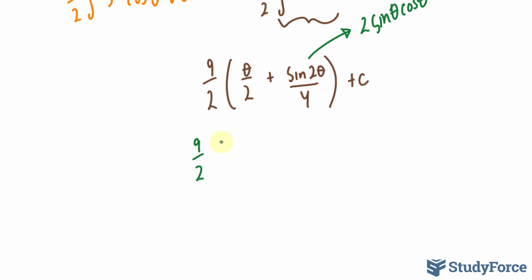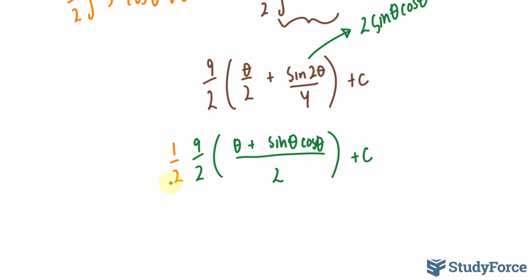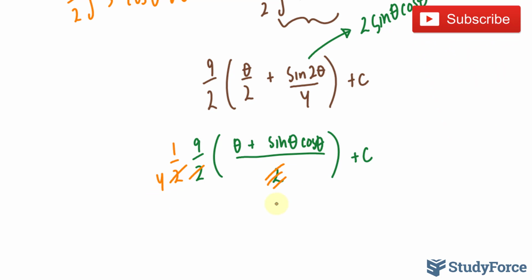I have 9 over 2, and by placing this expression in place of sine 2 theta, this 2 and this 4 will reduce down to half. That gives us a common denominator of 2. And on the top we have theta plus sine theta cosine theta. I can pull out this 1 over 2, factor it out. This makes the denominator out here 4, and this becomes 1.